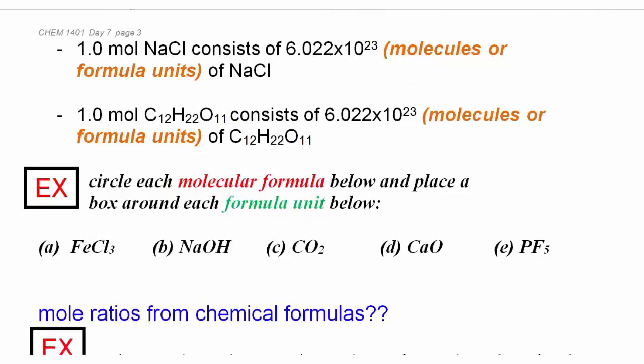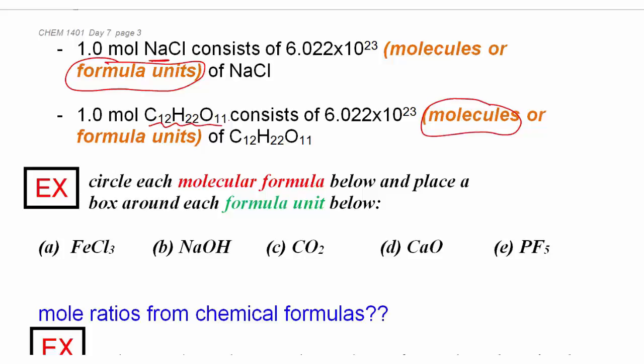1 mole of sodium chloride consists of 6.022 times 10 to the 23rd sodium. So we see a metal. We should refer to them as formula units because they're crystals. They're sodium cations surrounded by chloride anions. They're not molecules. 1 mole of sugar consists of 6.022 times 10 to the 23rd molecules. We don't see a metal, so this has to be a molecular compound.